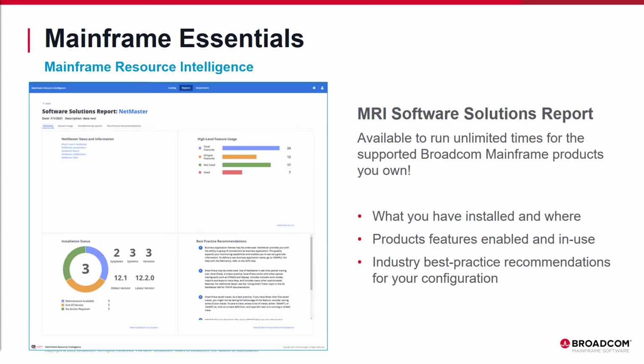The MRI Software Solutions Report is an example of an automated report that can be run as often as you like. This report consumes your product configuration information gathered from the convenient toolkit, and displays a report on your current installations indicating what versions are in use, what features are in use, and industry best practice recommendations based on your specific configuration and environment.